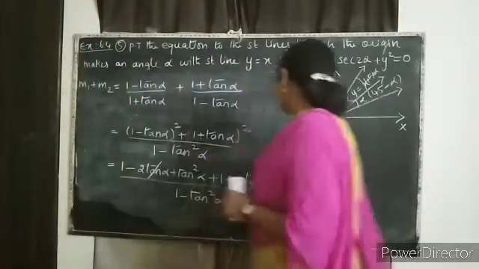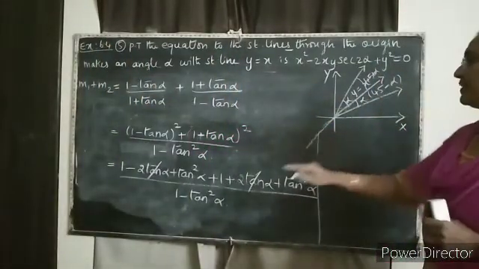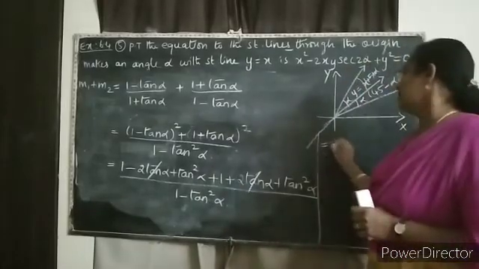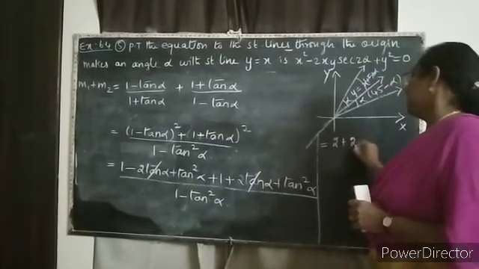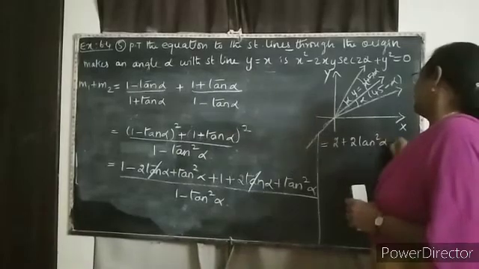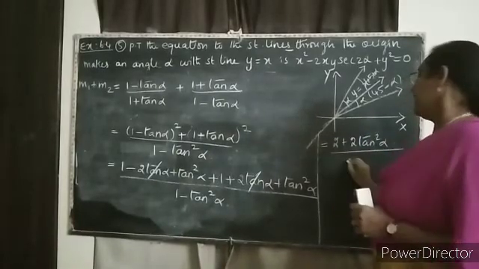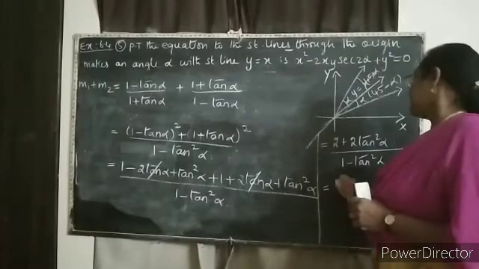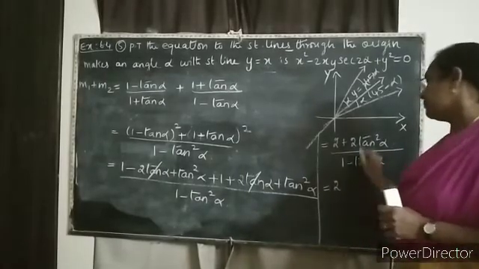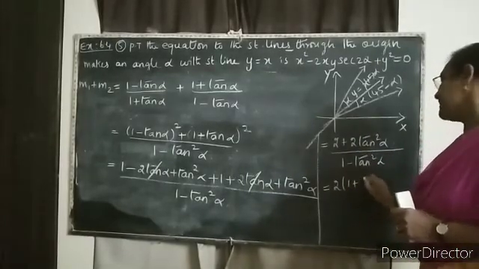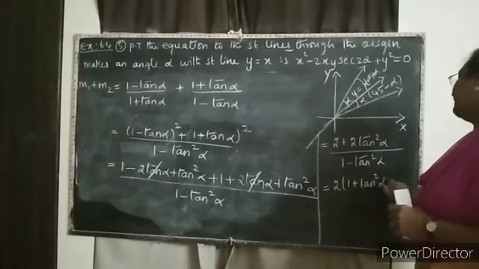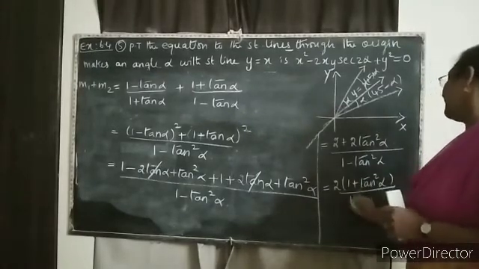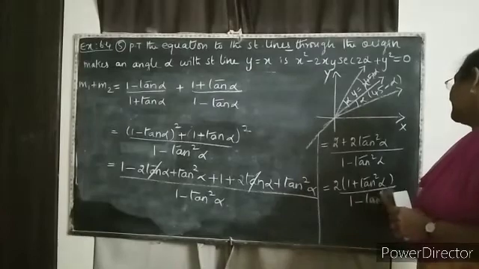So what are the remaining terms? Look into this. 1 plus 1 is 2. So it is 2 plus 2 into tan squared alpha. Yes or no? Divided by 1 minus tan squared alpha. Okay. So now this becomes, shall we take 2 common outside? 1 plus tan squared alpha divided by 1 minus tan squared alpha.